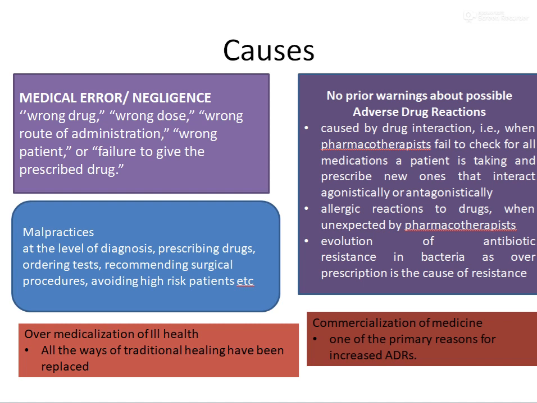Now, there could be different causes by which a physician can cause infections. It might be due to his negligence or medical error. For example, giving a wrong drug, wrong dose, wrong route of administration, wrong patient, or failure to give a prescribed drug. These all come under iatrogenesis. Or sometimes it might be due to malpractice. Sometimes he might avoid high-risk patients, or there might be errors or malpractices at the level of diagnosis, in the prescription of drugs, or in ordering unwanted tests. These are all coming under iatrogenesis.